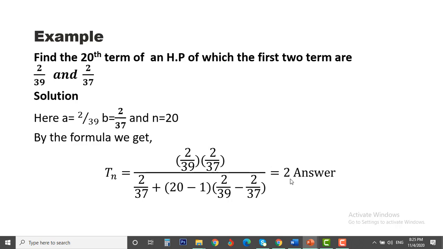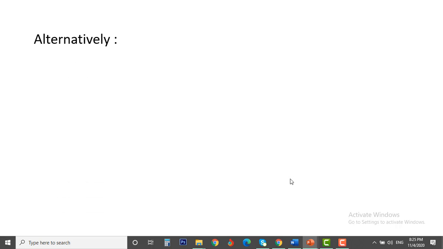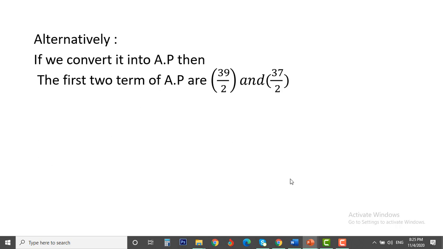Now let's do it with another alternative method. As it was said, harmonic progression is the reciprocal of arithmetic progression. If you want to convert that progression into arithmetic progression, the terms would be 39 upon 2 and 37 by 2. Initially they were 2 by 39 and 2 by 37. Now we are converting that harmonic progression into arithmetic progression by reciprocating them. So by taking the reciprocal, what we got is 39 upon 2 and 37 upon 2.